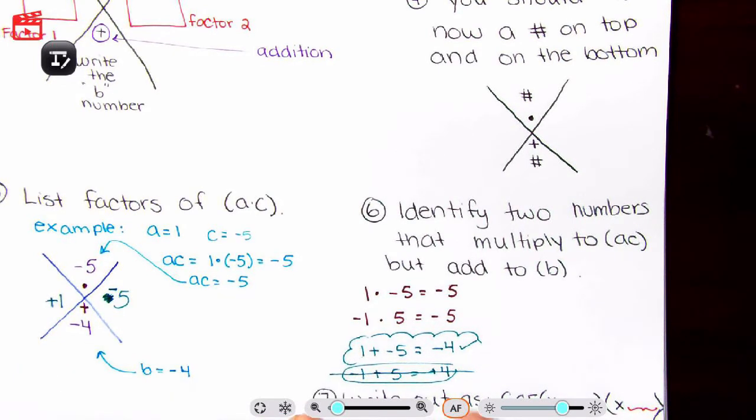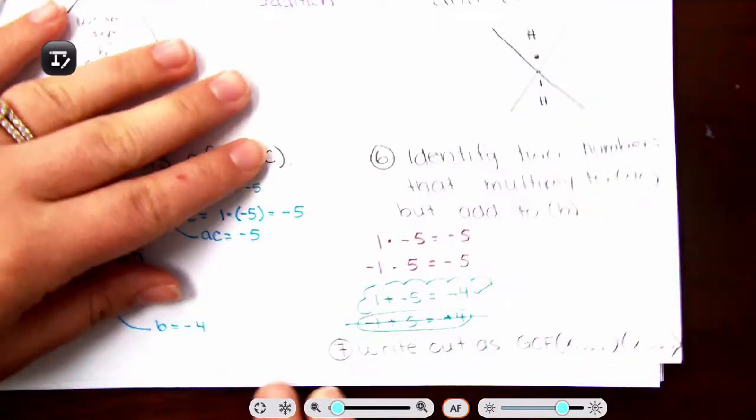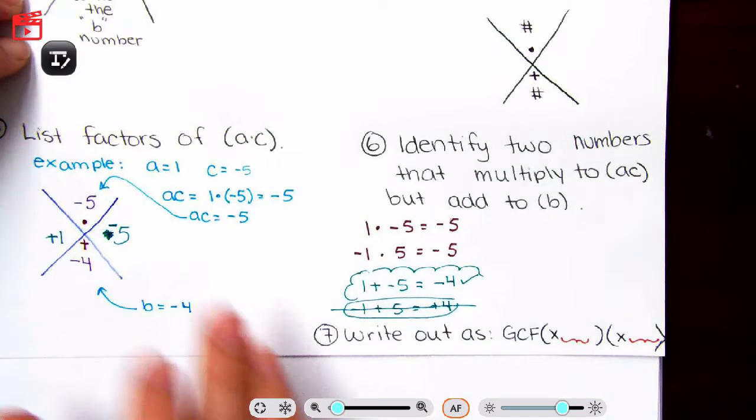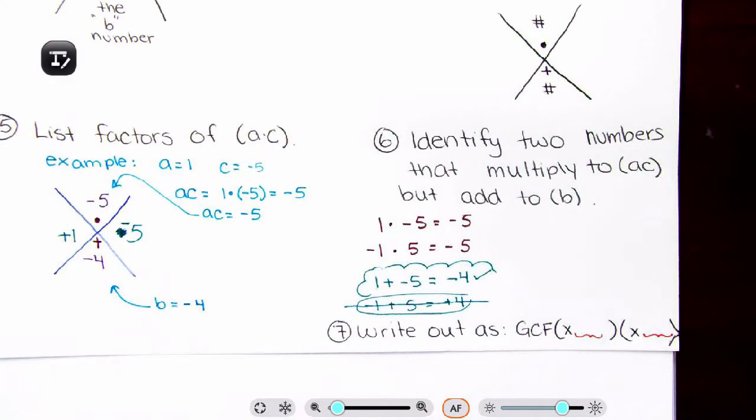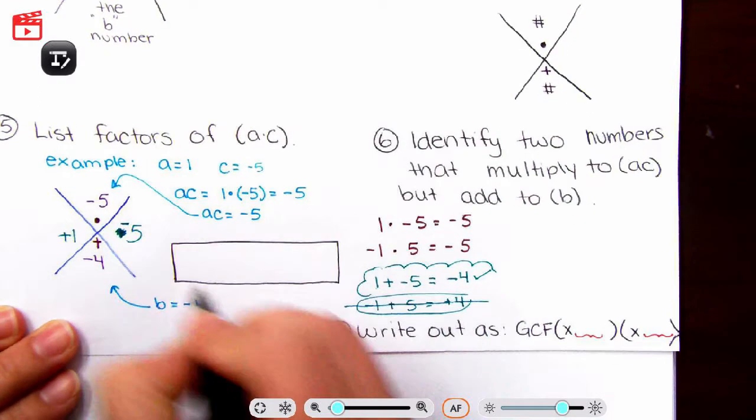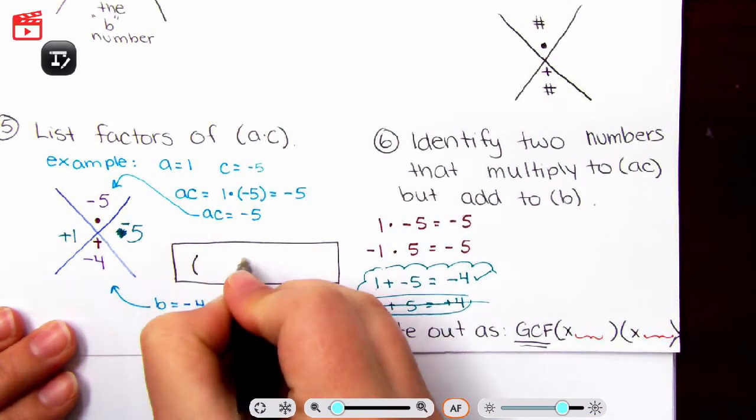So write out as GCF times your factors. So once you have found your factors here and your A value is 1, you're going to write out your answer. I'm going to put a box here for your answer. If there was a GCF, you would write it out in front. In this case, we did not have a GCF, so then I'm just going to write my two bubbles.